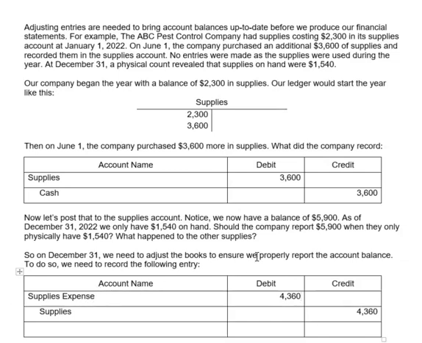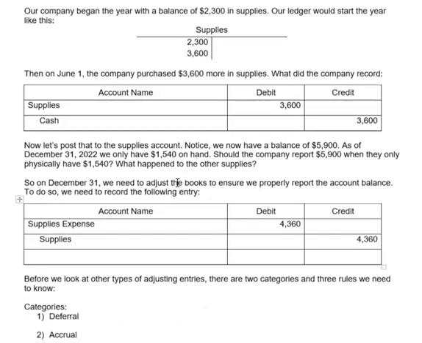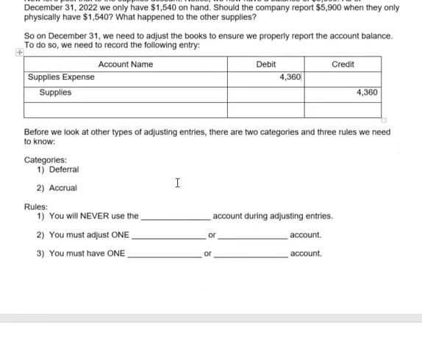Now that's one common example, but notice why we need adjusting entries. We need to be able to update these account balances so that they properly reflect the true balance as of year end. So before we look at other types of adjusting entries, there's two categories of adjusting entries and 3 rules we need to discuss.